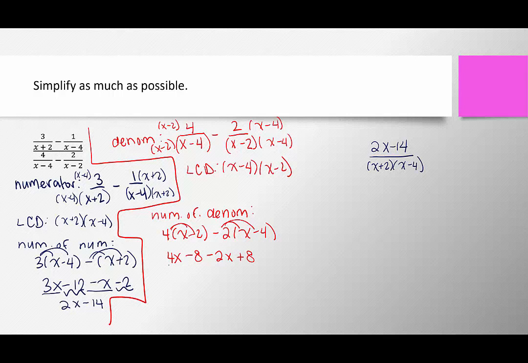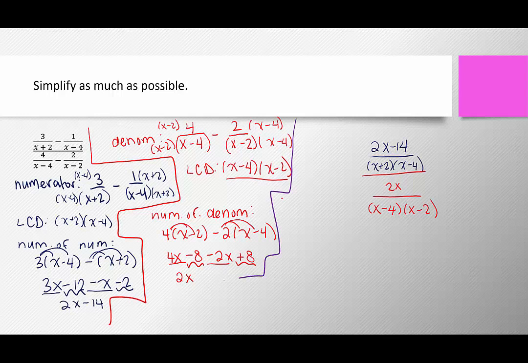I want to simplify, so I have 4x minus 2x is 2x. Negative 8 and positive 8 is 0. So the numerator of the denominator is 2x. So I'm going to put this over 2x. And then what was our denominator of the denominator? That would be our LCD here: x minus 4 times x minus 2.